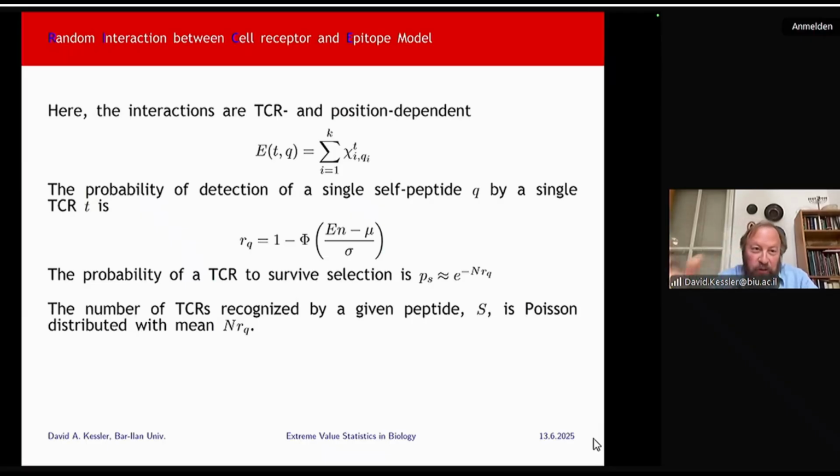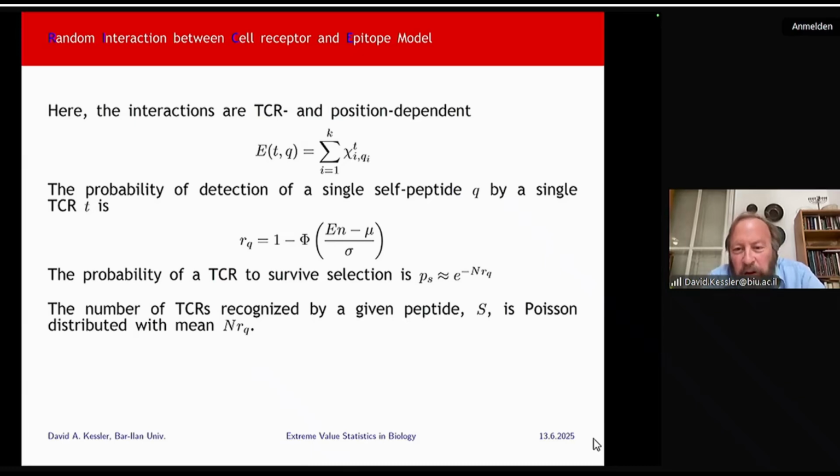model, which we call the random interaction between cell receptor and epitope model. If you notice, the acronym is RICE, and the fact that 2 of these people worked at Rice University had nothing to do with it. This was completely generated independently of that.